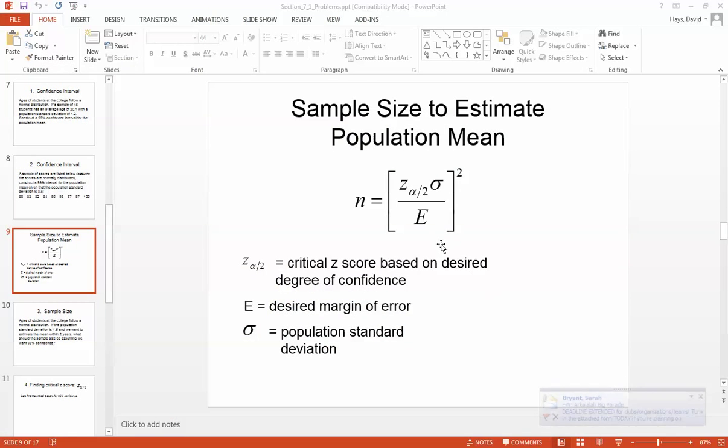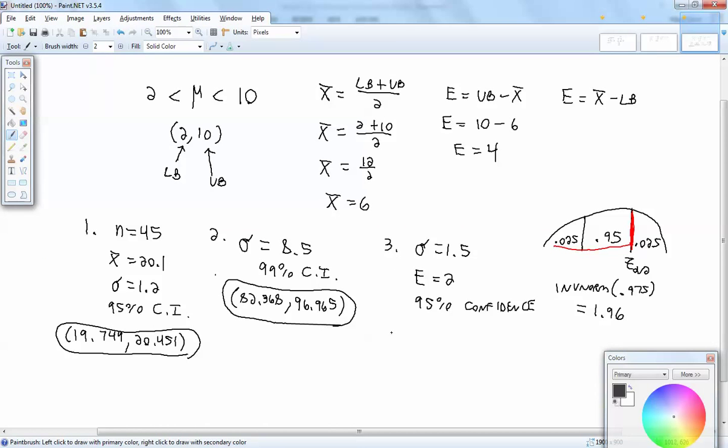Trying to get back to my formula. Here's our formula. So we got N is equal to Z alpha divided by 2 times sigma over E, squared. So let's plug in everything we're given. Z alpha divided by 2 we said was 1.96. Sigma was 1.5 over E, which we said was 2, and then squared.